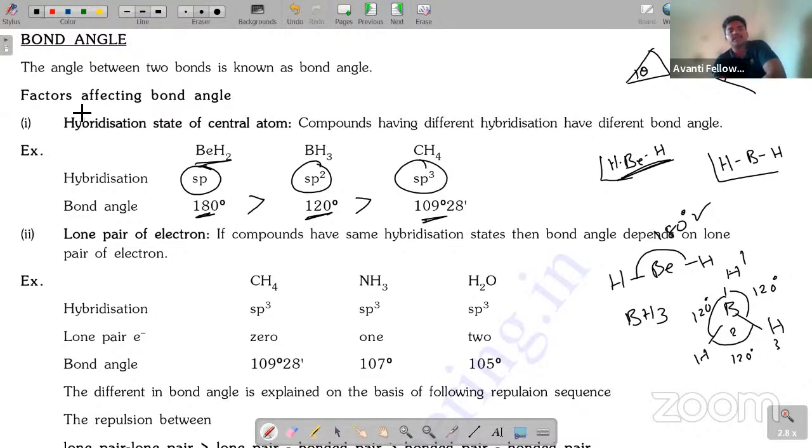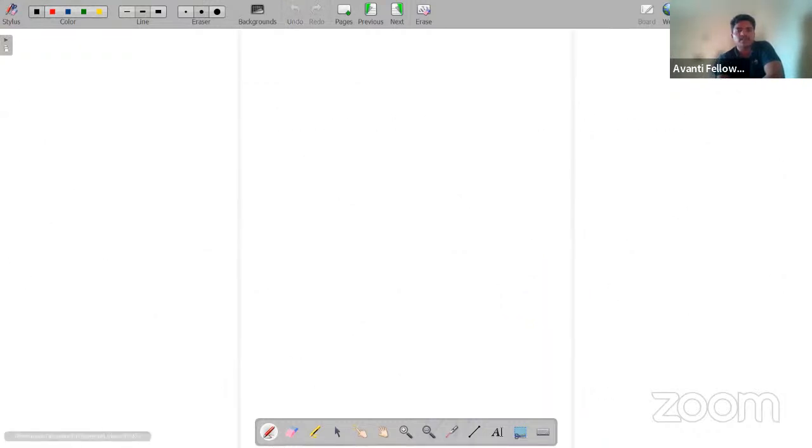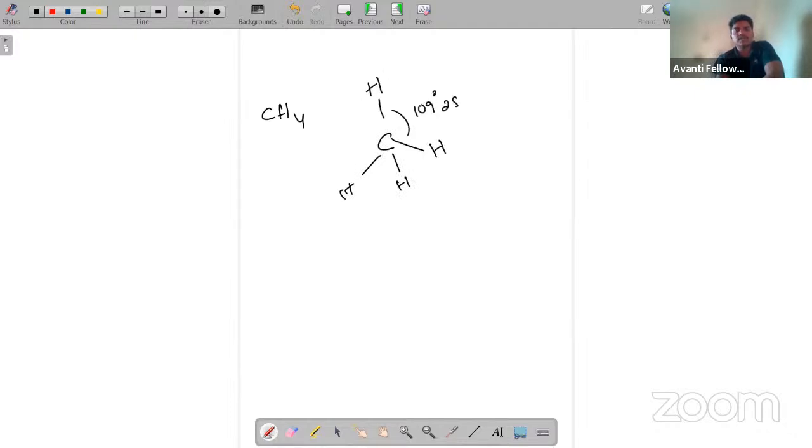So different hybridizations will have different bond angles, and based upon the lone pair repulsions also, the bond angle changes. So more will be the repulsions, more will be the bond angle change. Let's suppose I am drawing CH4. In CH4, you can clearly say this is 109 degrees 28 minutes. So the bond angle between hydrogen, carbon, and hydrogen is 109 degrees 28 minutes.